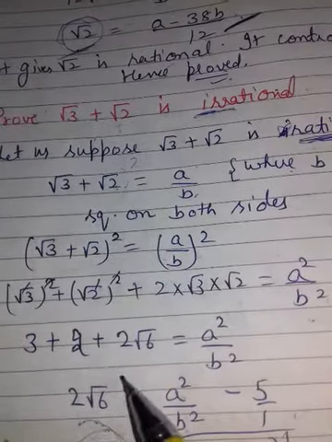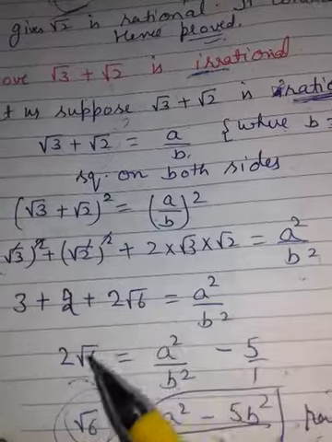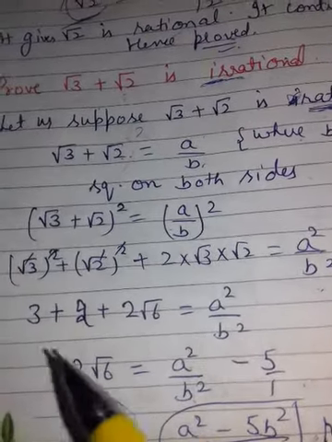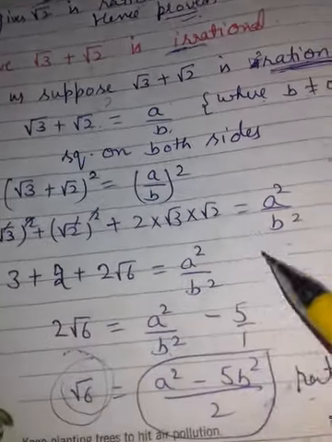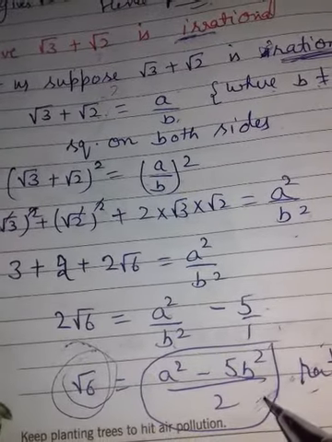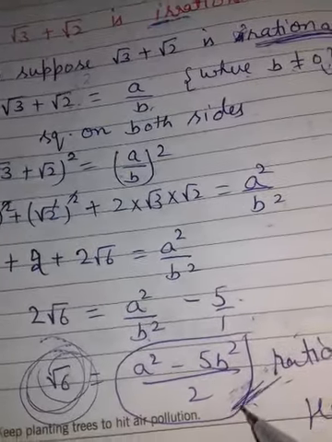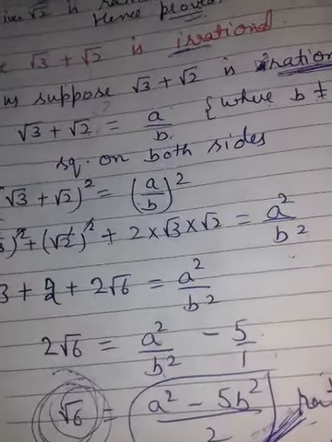3 plus 2 plus 2 root 6 is equal to a square upon b square. 2 root 6 is kept the same, and 3 plus 2 will become 5, come on this side, and 2 will come in the denominator after taking LCM. This is what? Irrational, but this is rational. So our supposition is wrong.